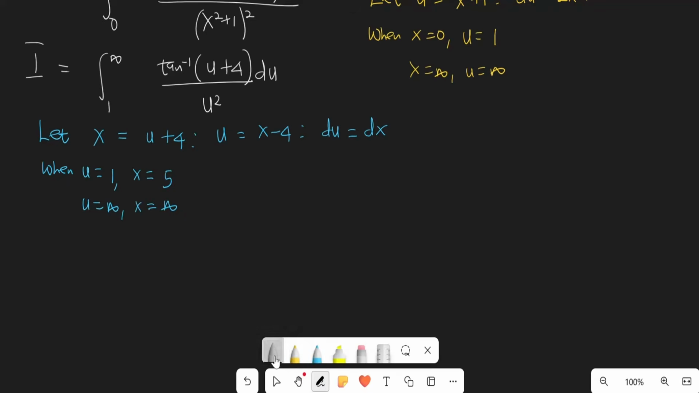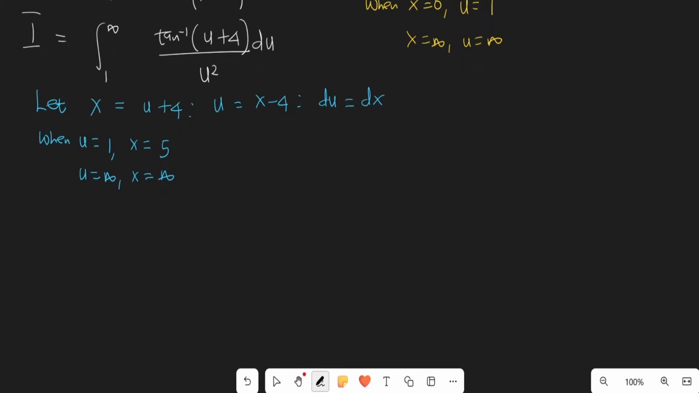Okay, so now the integral in the x world, we are back to x for the sake of convenience. This is now the integral from 5 to infinity of the tan inverse of u plus 4, and u plus 4 is the same as x, divided by u squared. u is x minus 4, so that is x minus 4 squared, and du is the same as dx. That is what we have.